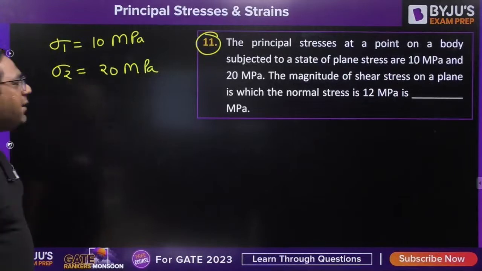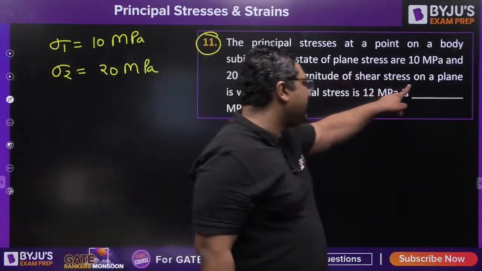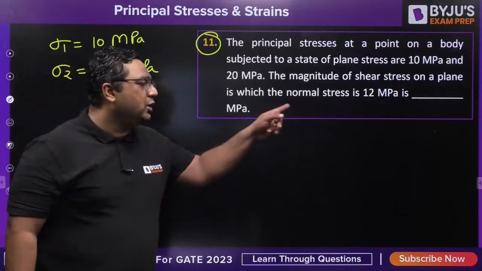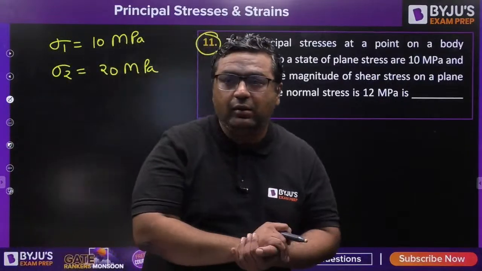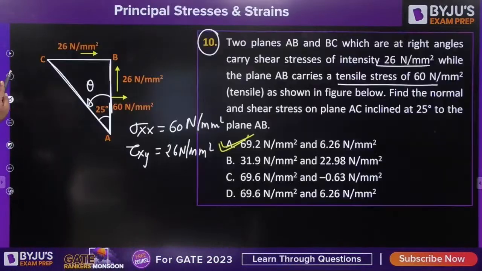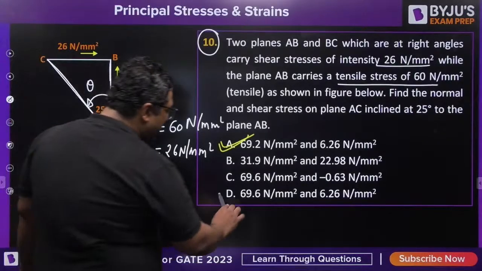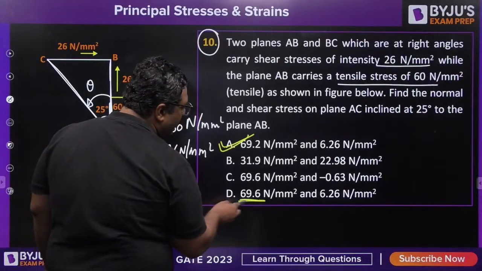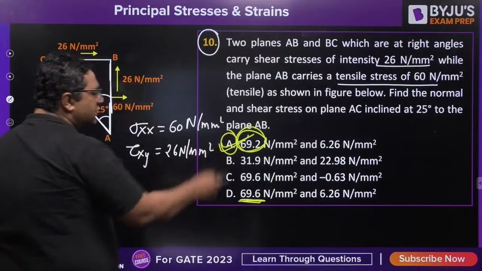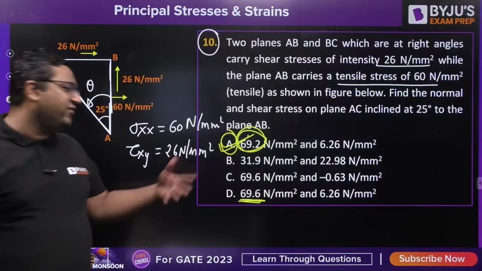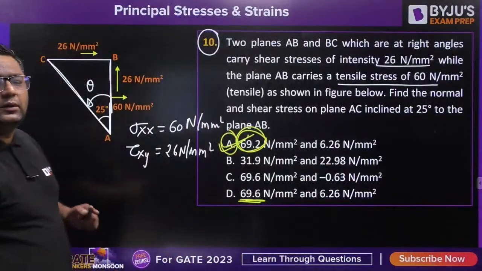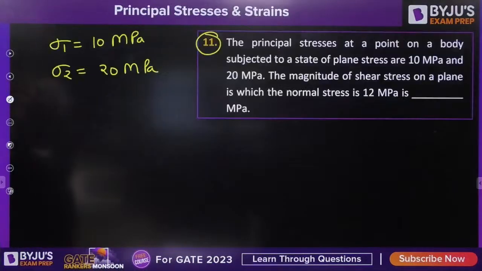They are asking the magnitude of shear stress on a plane at which normal stress is 12 MPa. Yes Bhavya, you are correct. Let me check. You can say actually this is 69.6, but you will get 69.2. Generally this much closeness is not there in the options, but if it is, definitely you need to take care of the calculations. Very good observation.